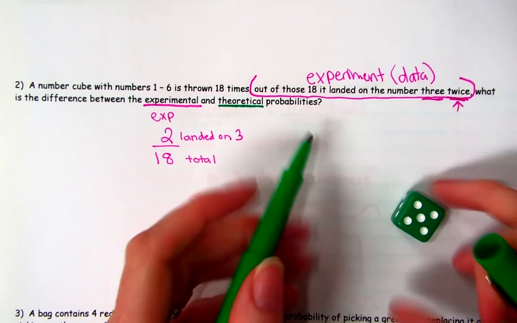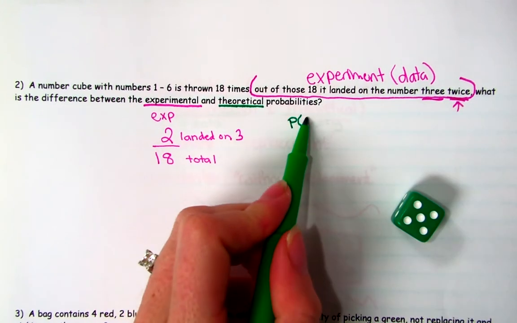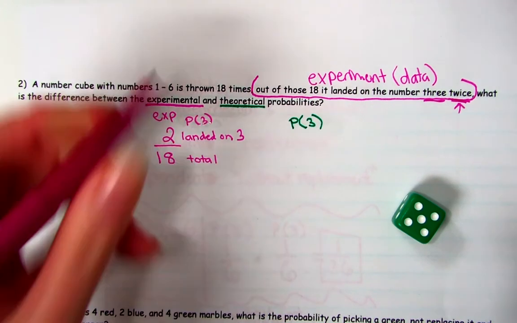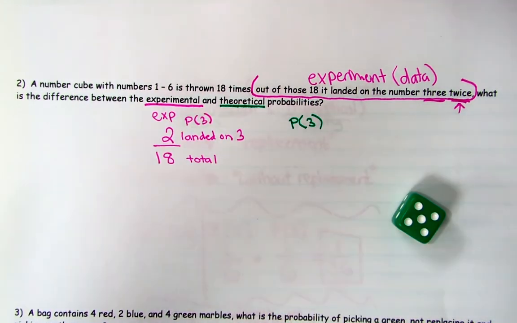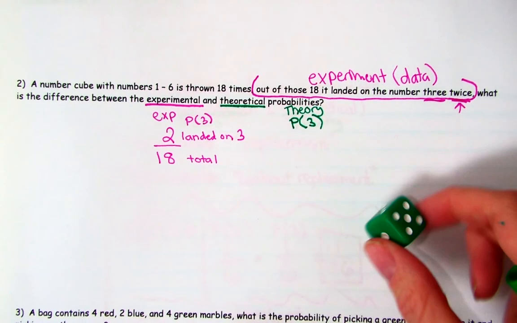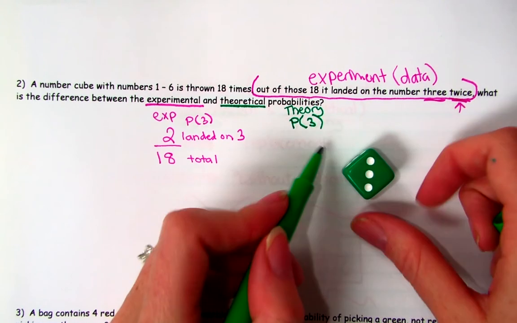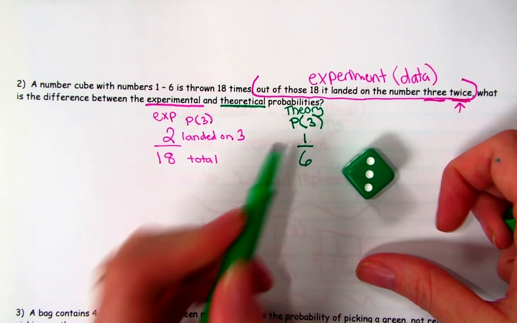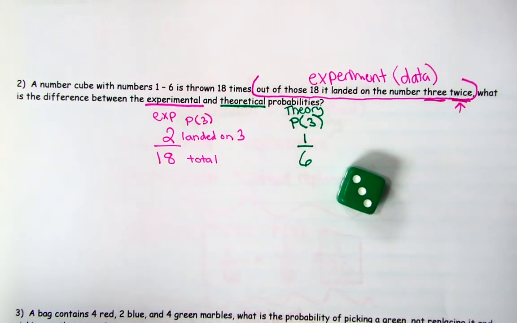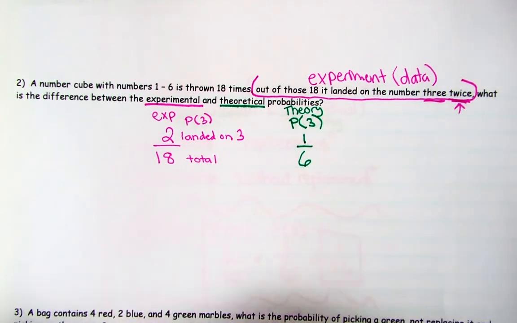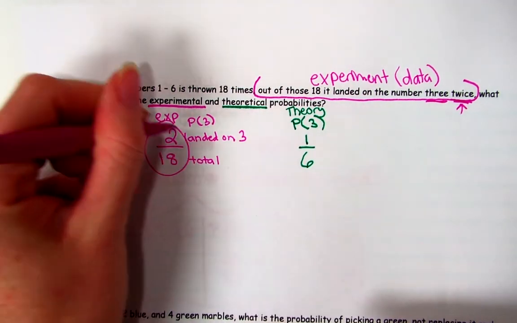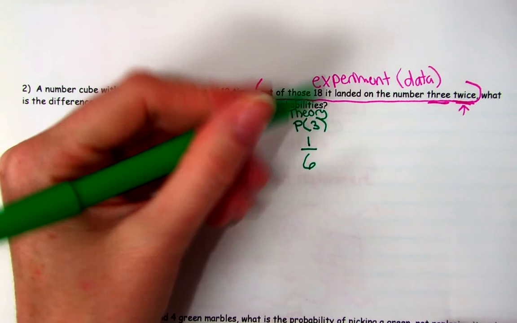In theory, then, let's talk about it. It landed on 3. So I can even write it like this. I could have done that over here too. Probability of landing on 3. In theory, or theoretically, if I were to roll this dice, I expect it to land on 3, 1 out of 6 times. There's 6 total outcomes, and you're expected to land on one of those 6. Okay? So, you're almost there. This is your experimental. This is your theoretical.